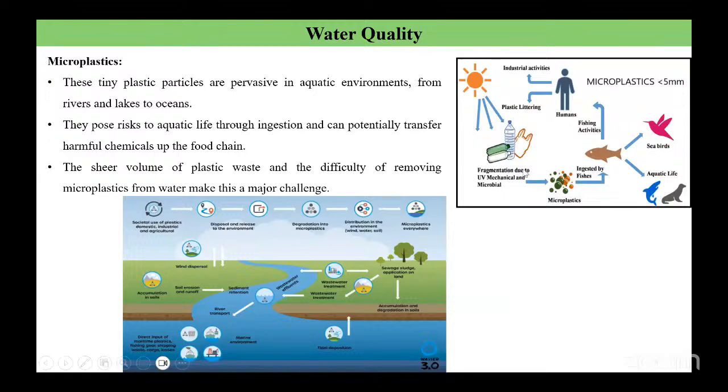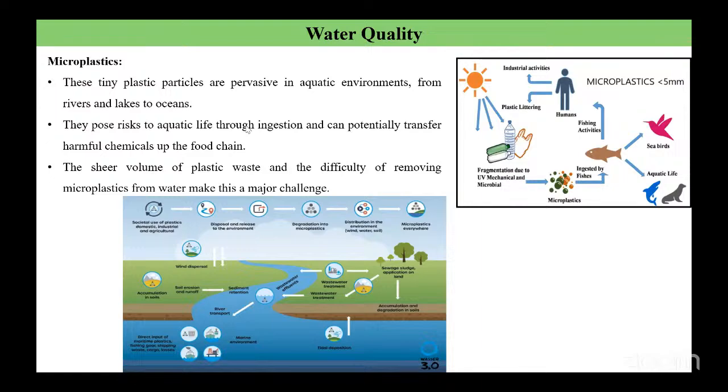So if you look at the first picture here, it is clearly showing that microplastics, plastic littering by humans and also by industrial practices and human activities, are intervening, and aquatic life is deteriorating, and it is ingested by the fishes, ultimately causing problems for humans. These microplastics also come from plastic water bottles and plastic covers, and UV, mechanical and microbial factors are also present.